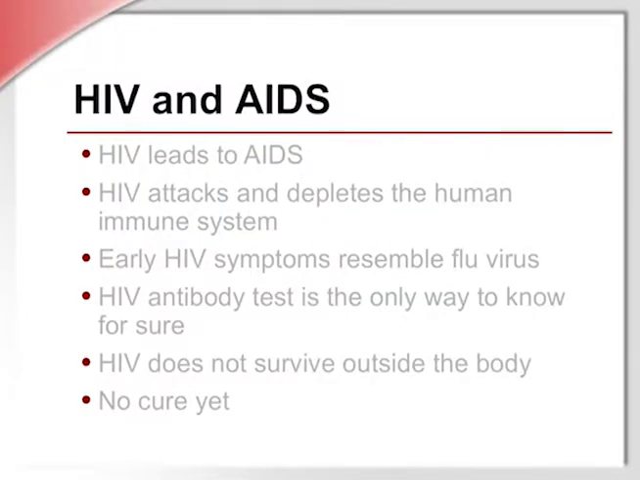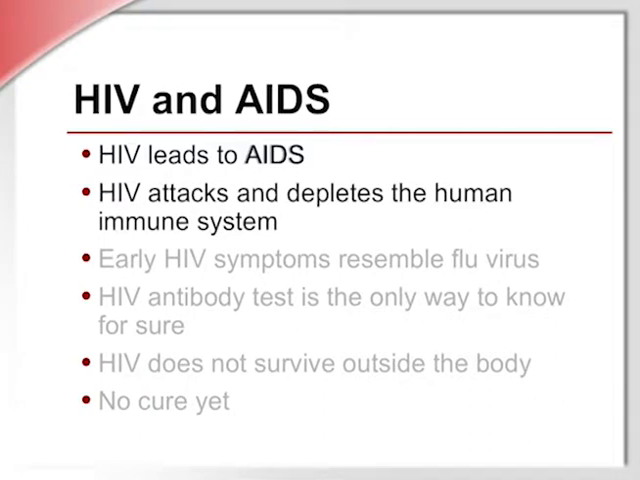What are HIV and AIDS? Here are the basic facts you should know. HIV is the virus that leads to AIDS. A person can carry HIV for many years and not have symptoms until it turns into full-blown AIDS. HIV attacks and depletes the human immune system, which makes it difficult to fight off common diseases. Early HIV symptoms resemble the flu virus, such as fever, weakness, chills, and swollen lymph nodes.